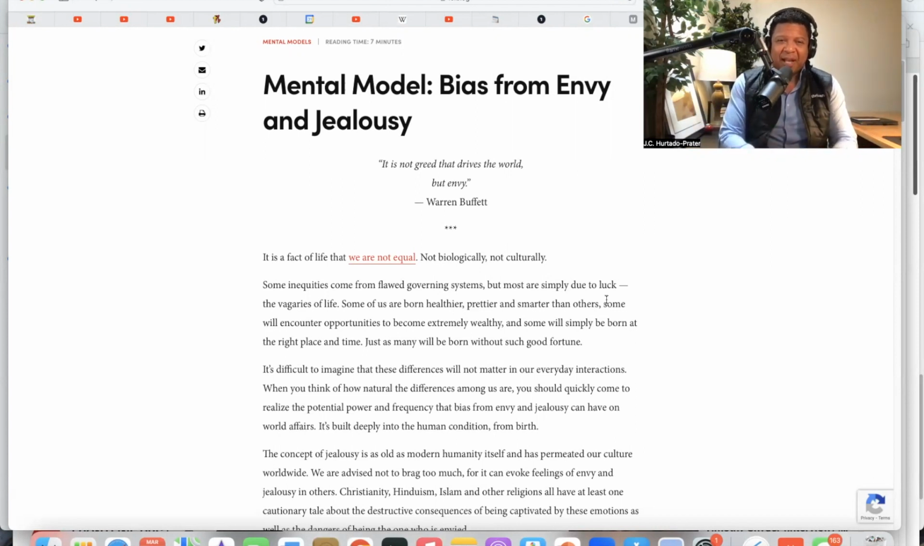But this first line right here is really important for us to understand. Why do we have envy? Why do we have jealousy? Because of this right here: it is a fact of life that we are not equal, not biologically, not culturally. And that's where it stems from. Any kind of envy, any kind of jealousy.